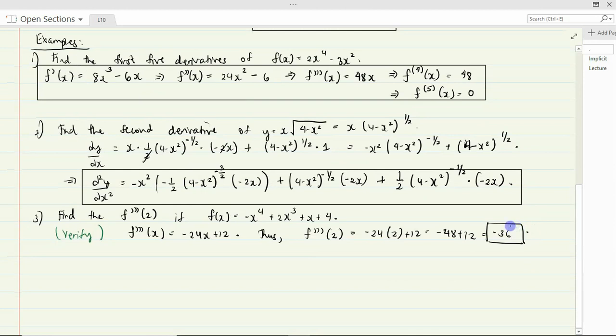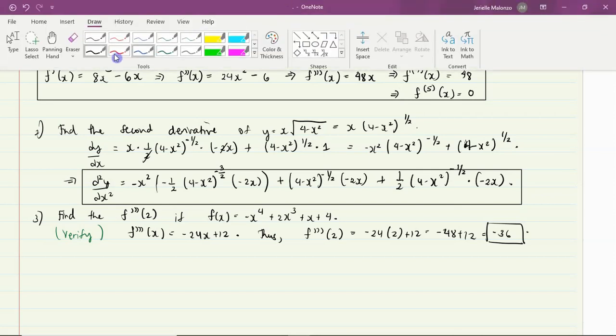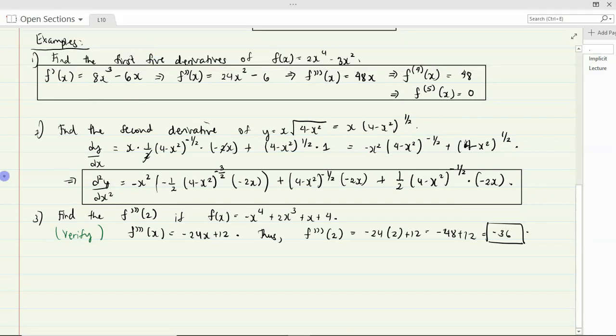Okay? Sana walang tanong sa higher order derivatives. Kung meron, isulat nyo muna and then tanongin sa discussion teachers later on. So sa ngayon, move on na muna tayo sa next topic, ang ating implicit differentiation.